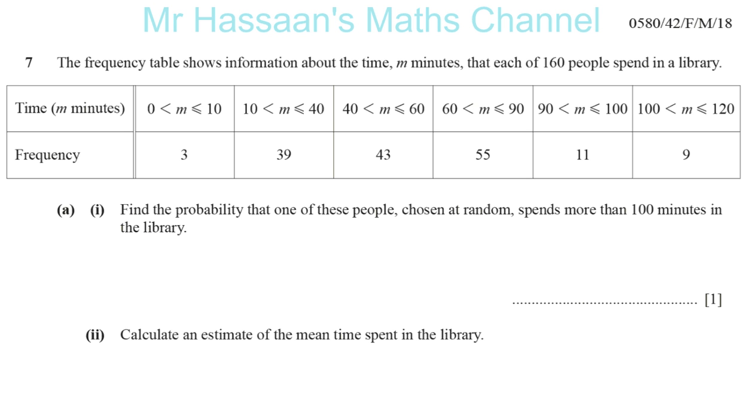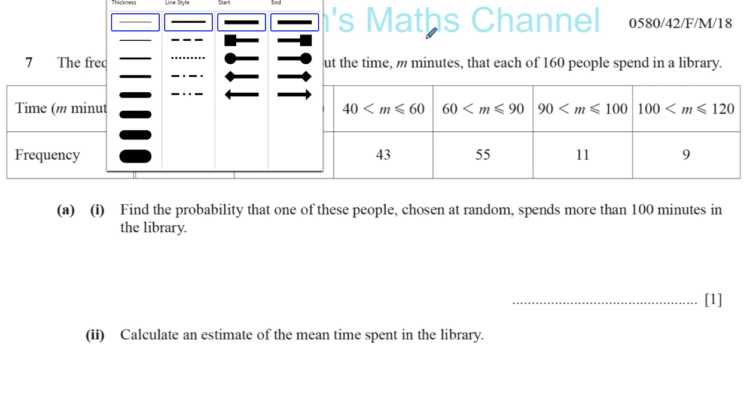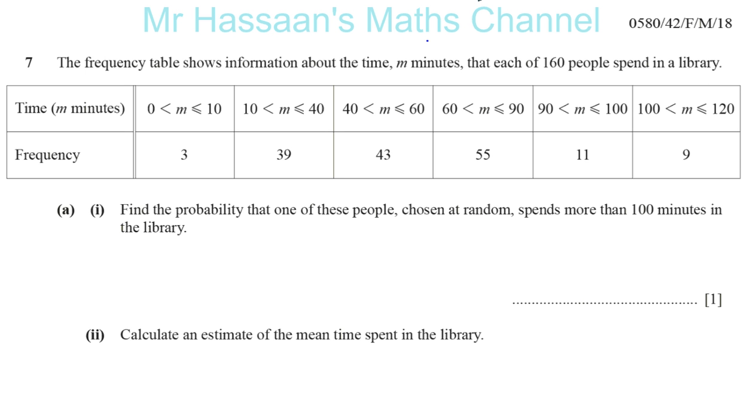Number 7 from February, March 2018, paper 4, variant 2, a question again about grouped frequency tables and finding the mean. I said I would answer the questions from this paper which haven't come up in the paper 2 for 2018 June, so I will answer this question as well. The frequency table shows information about the time, m in minutes, that each of 160 people spent in the library.